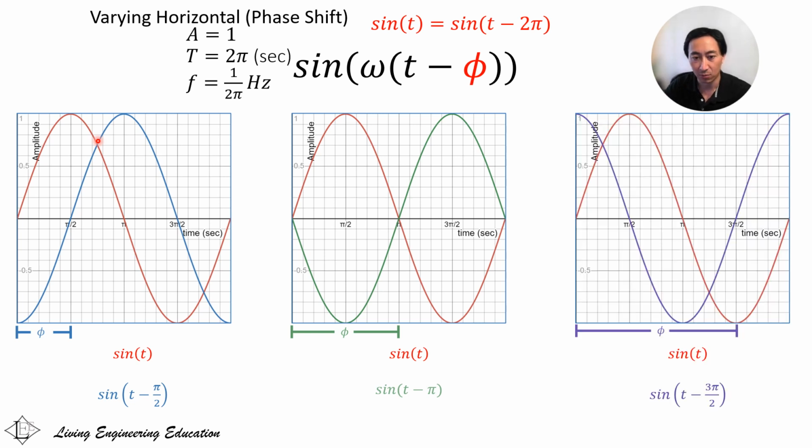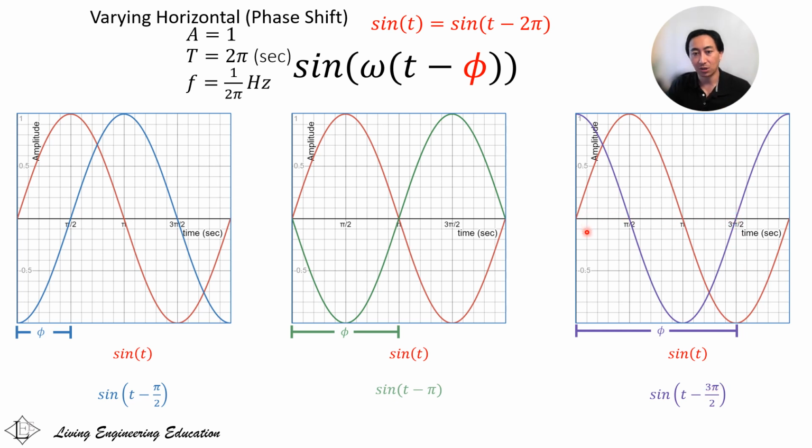So let's take a look at a couple more examples. Sine t minus pi, we're phase shifted by pi. And you can see that right there, right? So if I grab this point in the green graph and I shift it over by pi, we'll have them stack. And then sine t minus 3 pi over 2, right? So this is going to be shifted by 3 pi over 2. If I grab this point, I shift it over here.